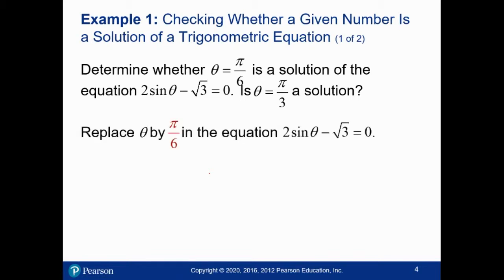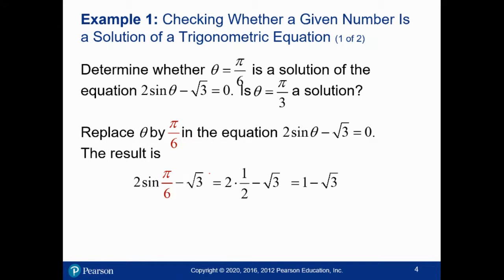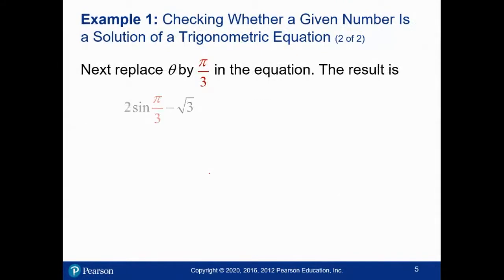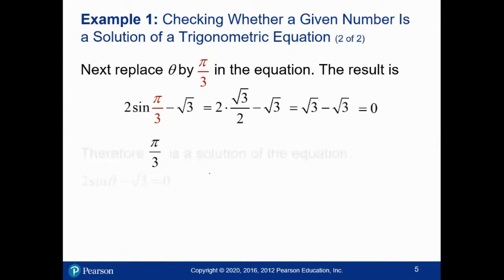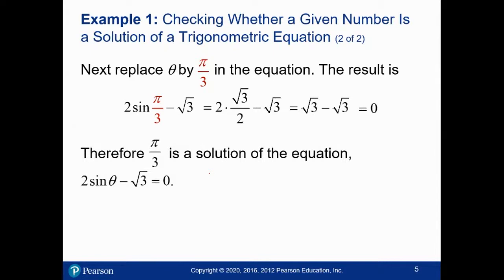Okay, hopefully we gave it a shot. So if you put theta equals pi over 6 into here, you get 2 times the sine of pi over 6 minus root 3. The sine of pi over 6 is a half, so you get 1 minus root 3, which is not 0. Therefore pi over 6 doesn't work. But if you plug in pi over 3, the sine of pi over 3 is root 3 over 2, which will cancel out that 2. You get root 3 minus root 3, which is 0, so therefore pi over 3 is a solution. So overall, we found pi over 6 is not a solution, pi over 3 is a solution.